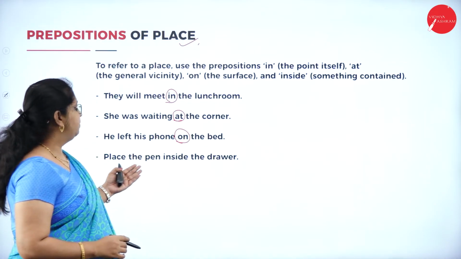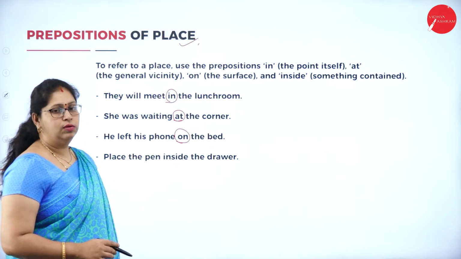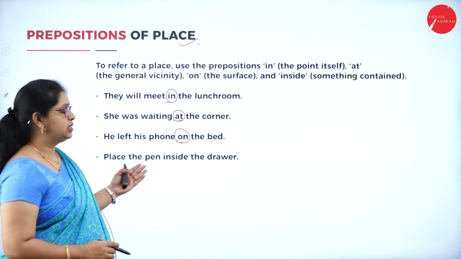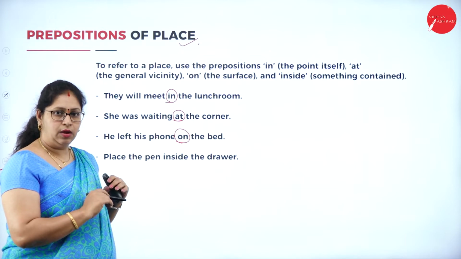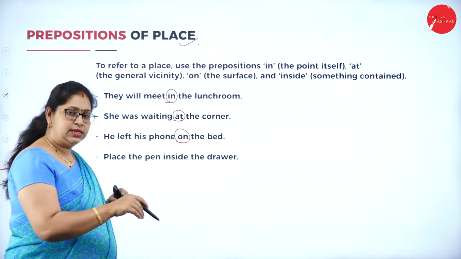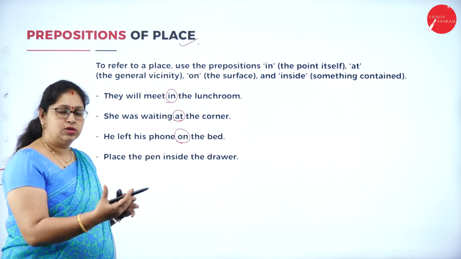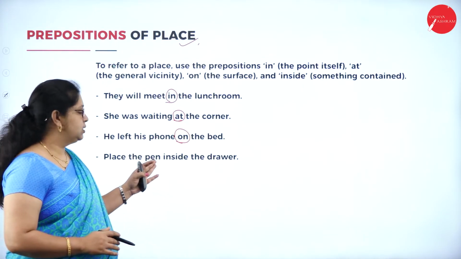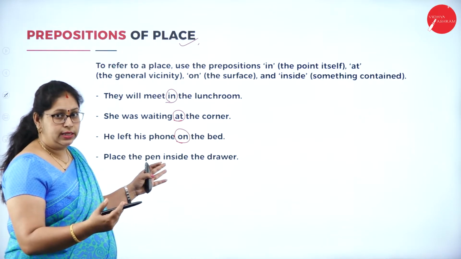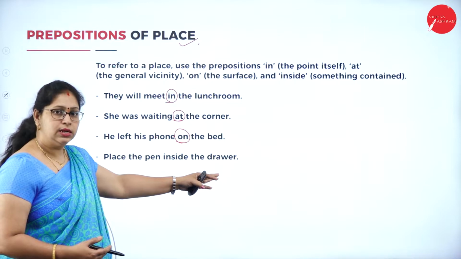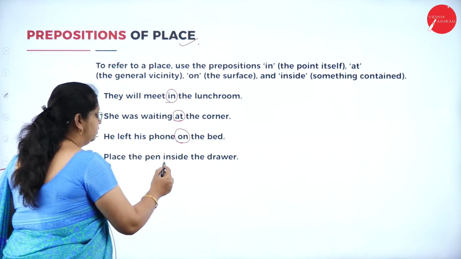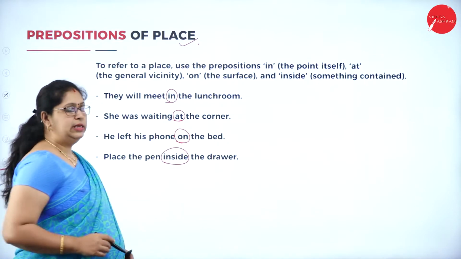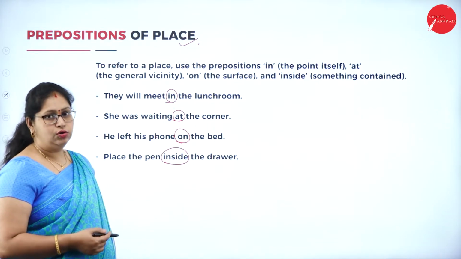Then, place the pen inside the drawer. So, where will you place the pen? You are keeping it inside. The drawer will contain the pen now, right? So, when we are placing something in a container, that time we use inside. So, what is the container now? Drawer is the container, right? So, we are placing the pen inside, which is the preposition used here, inside the drawer.